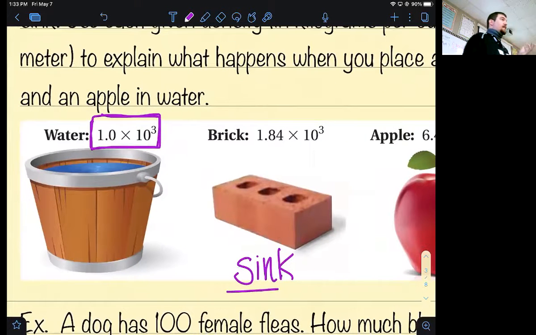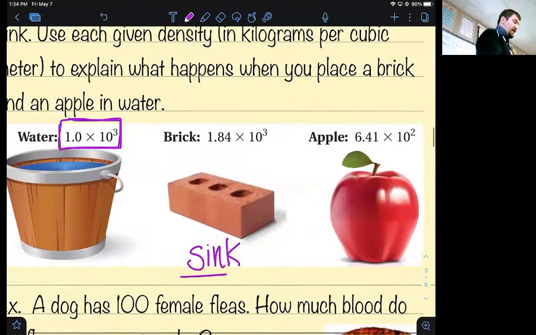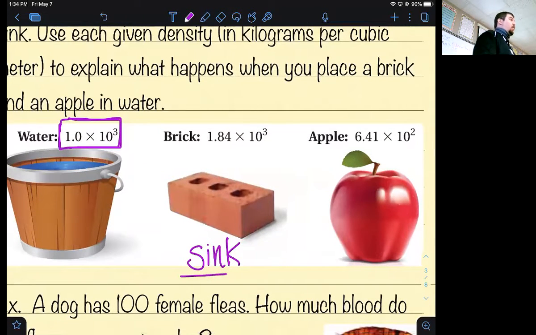Yeah, so the first thing, when you're comparing numbers that are written in scientific notation, is to look at their exponent. Both of these are raised to the power of 10 to the third, so they're both the same. Then you look at the factor. Water has a density of 1 times 10 to the third. Brick has a density of 1.84 times 10 to the third, so it is greater than. Because it's greater than, it's going to sink. The apple, on the other hand, although it says 6.41, what's its exponent? 10 to the second power. So it's going to be less dense, so it's going to float.